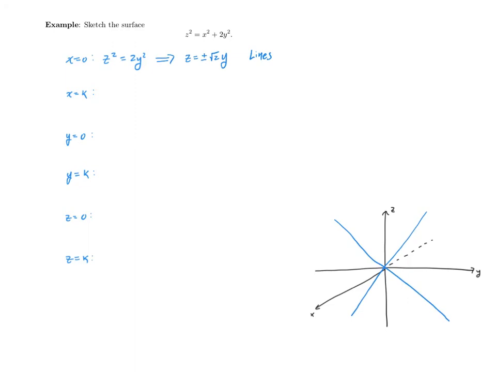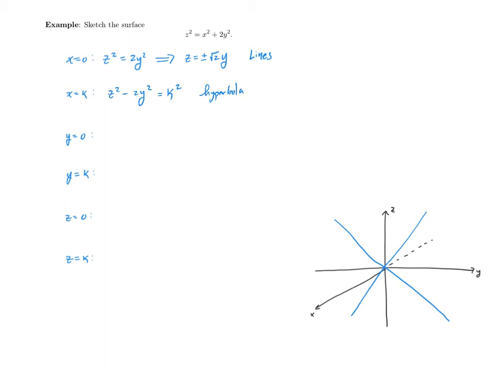And moving on now, when x is equal to k, we would have z squared minus 2y squared, so I'm moving the y squared term to the left, equals k squared. And this would end up giving us a hyperbola. And once we have a better idea of what the surface looks like, I'll come back and hopefully try to explain where we can see that hyperbola.